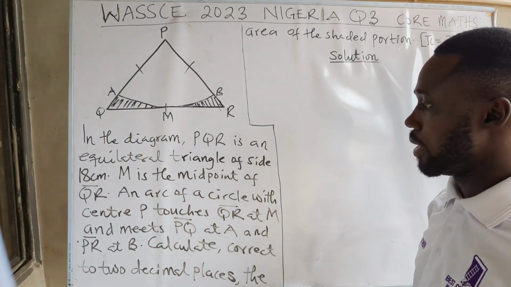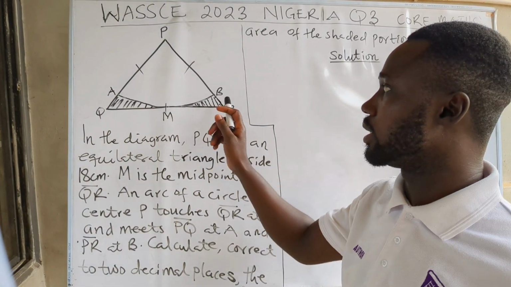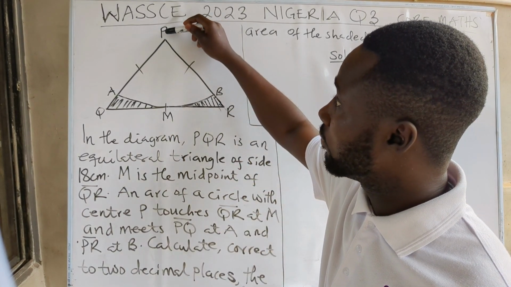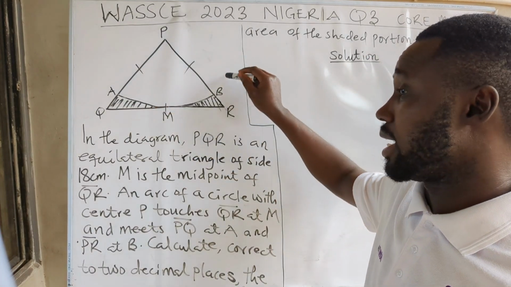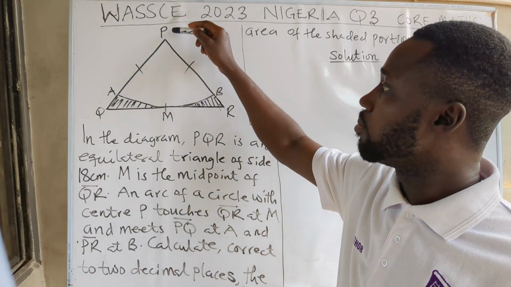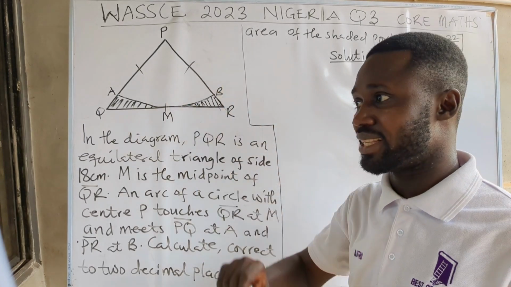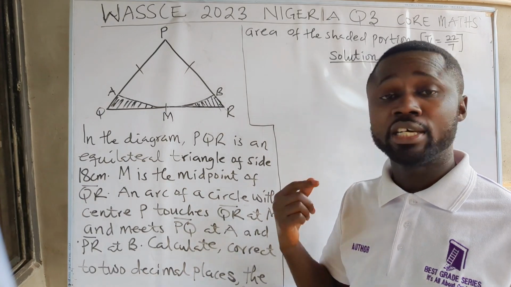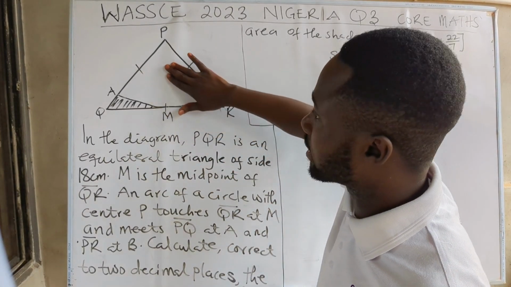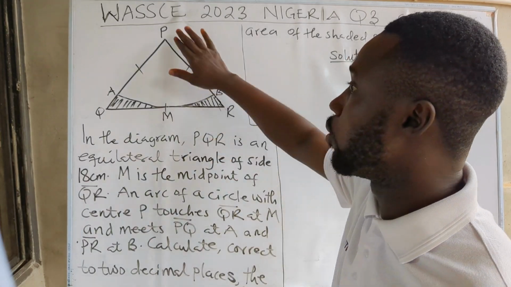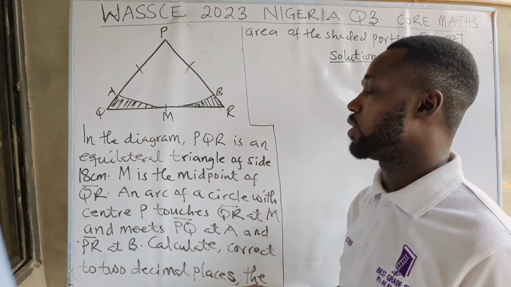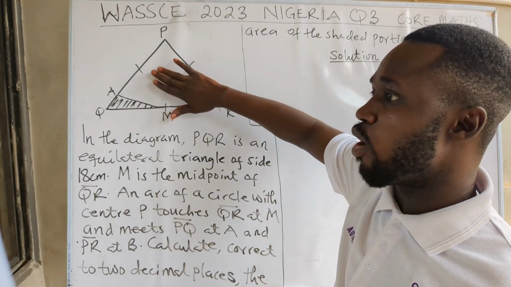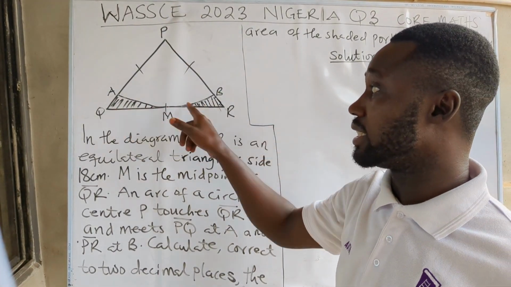Alright. And the question continues that we should calculate the area of the shaded portion. So how are you going to get the area of the shaded portion? Since we have P at the center and AB as an arc, it makes the unshaded portion PAB a sector. What is a sector? A sector is a portion of the area of a circle bounded by 2 radii. So the unshaded portion is a sector, and the whole thing is a triangle. So what we are going to do is calculate the area of the whole equilateral triangle and subtract the area of the sector from it. What is left is the shaded portion.